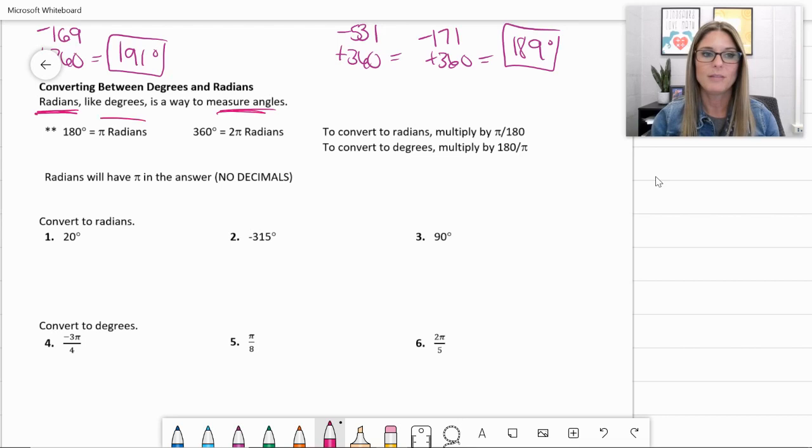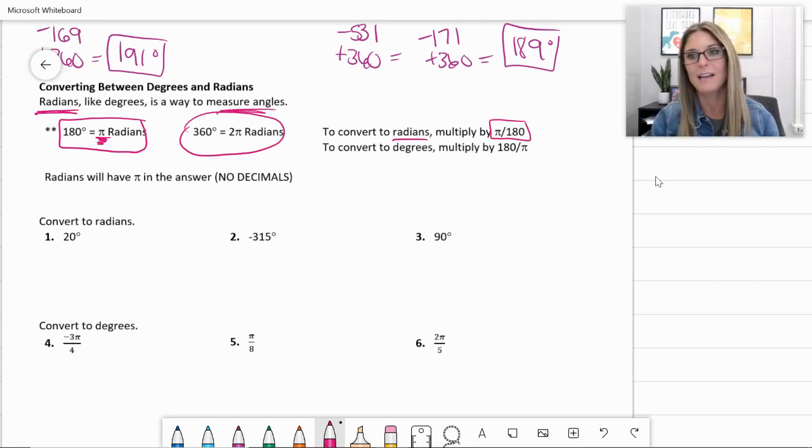Now, important information here: 180 degrees is equal to pi radians. 180 degrees is equal to pi radians, which also means 360 degrees would be equivalent to 2 pi radians. Now we are going to convert between the two, and you can convert to radians by multiplying by pi over 180. So we just said that those are equivalent.